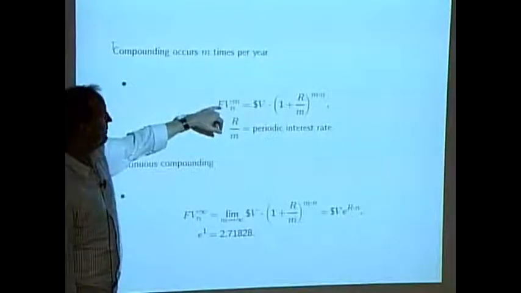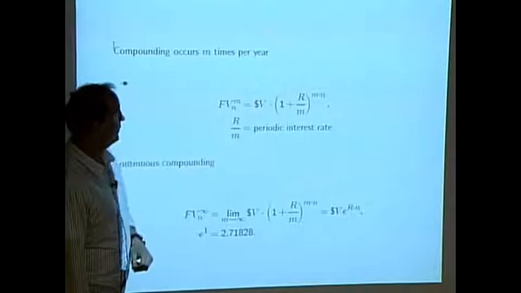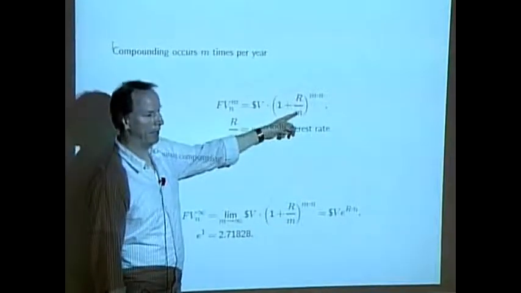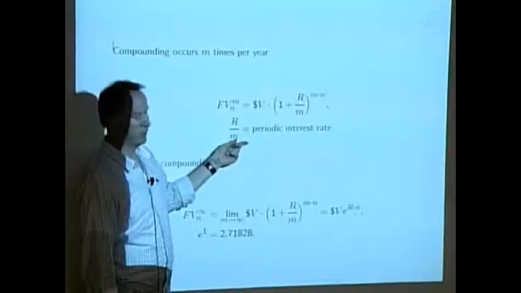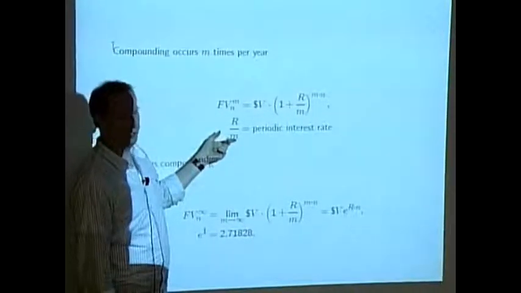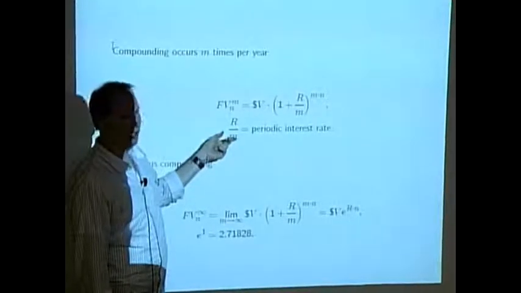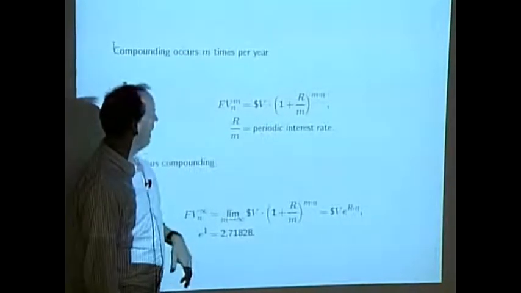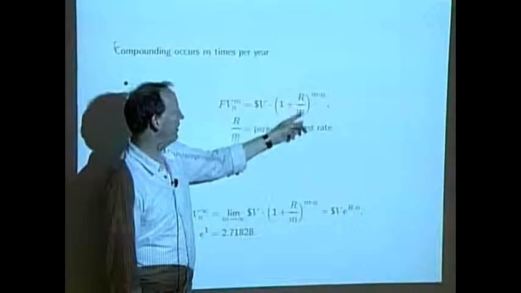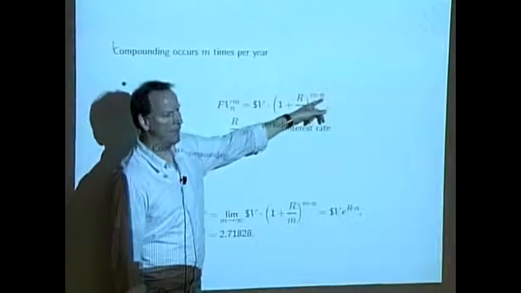So if you have compounding m times per year, what's your future value formula? Well, you take your annual interest rate and divide it by the number of compounding periods. This becomes what's called the periodic interest rate. So if m is 2, this would be your semi-annual rate. If m is 12, that would be your monthly rate. And then your future value is your initial investment times 1 plus the periodic rate raised to the power m times n.